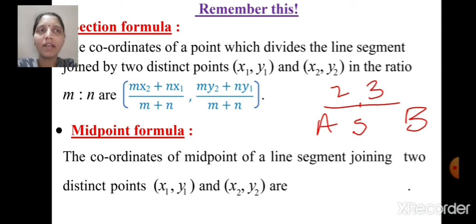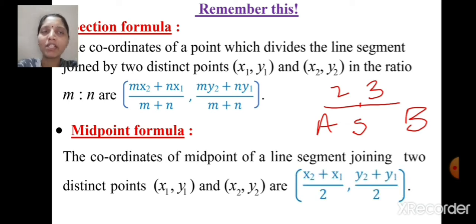Now let's see the next formula, that is the midpoint formula. Now the name itself suggests that here we have to consider the midpoint of the segment. So if you want to find the coordinates of the midpoint of a line segment joining two distinct points x1, y1 and x2, y2, then we have to use this formula, that is (x2 plus x1) upon 2 for the x coordinate of the midpoint, and for the y coordinate you will use the formula (y2 plus y1) upon 2. Okay, so I hope the midpoint formula is also clear to you.